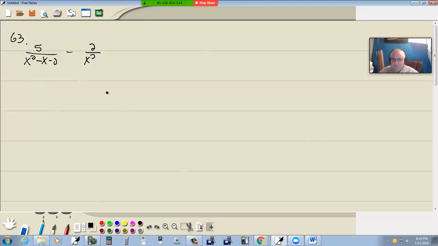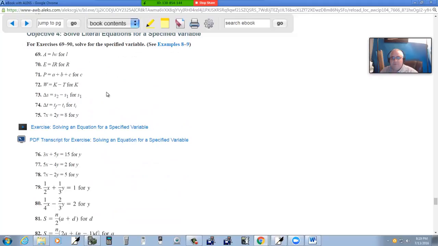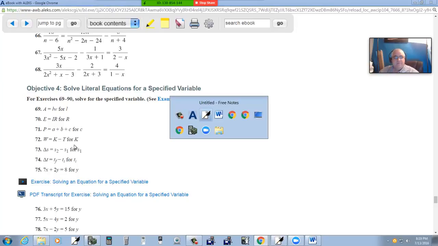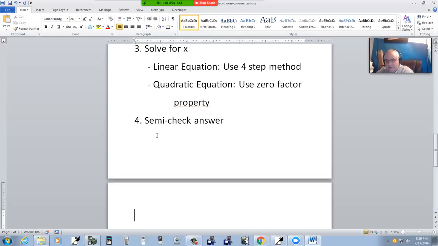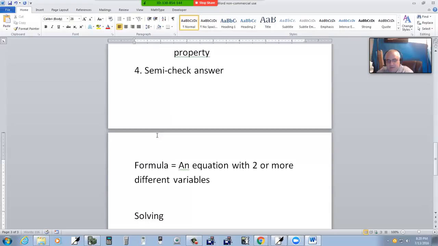Now the next topic, if I go down to the ebook and show them to you what they look like, is solving a literal equation for a specified variable. These are formulas basically. So let's look at the steps for that. A very loose definition of a formula says a formula is an equation with 2 or more different variables.